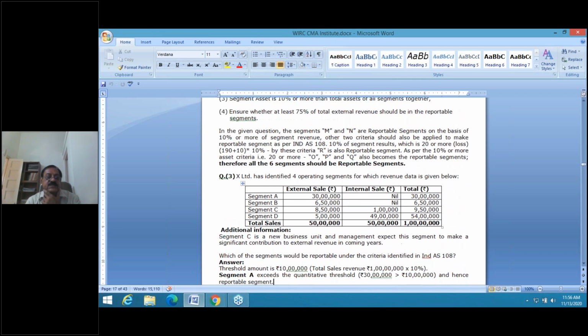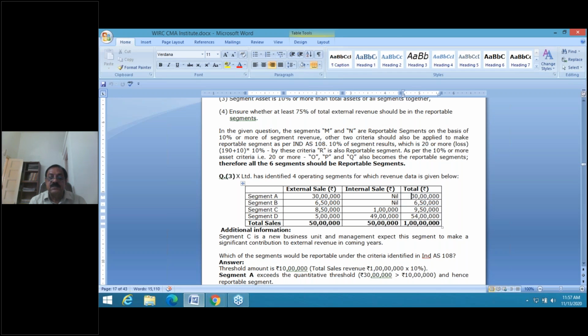Let's take another illustration. External sales, internal sales. This is only for the first criteria. Total is 1 crore. Now, for the first criteria, you have to do external plus internal total. 1 crore, 10% comes to how much, friends? 10 lakhs. So whose total sales is 10 lakhs or more, that will come under the reportable segment.